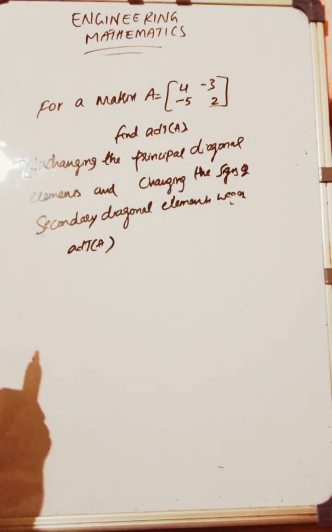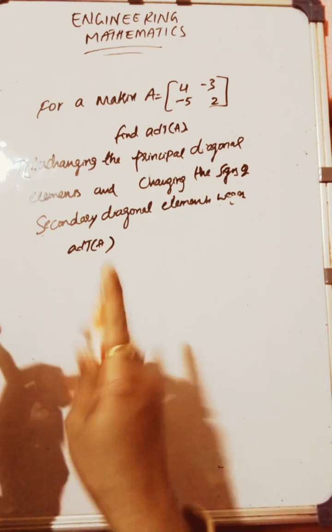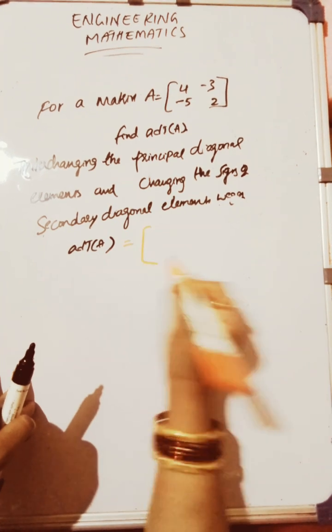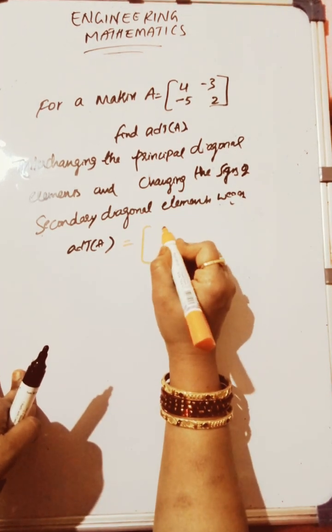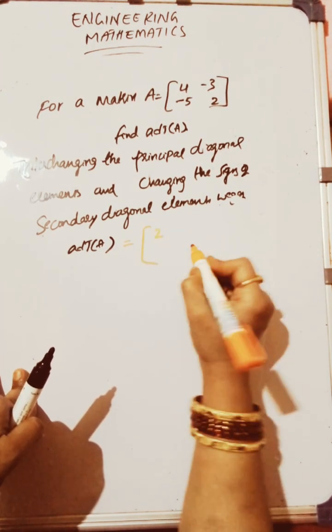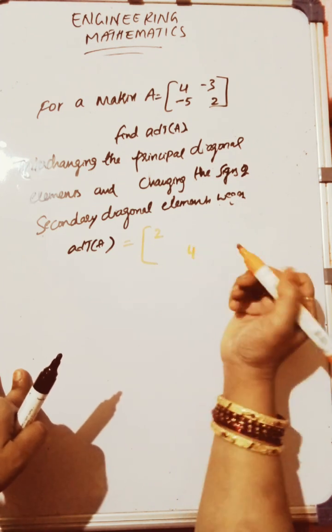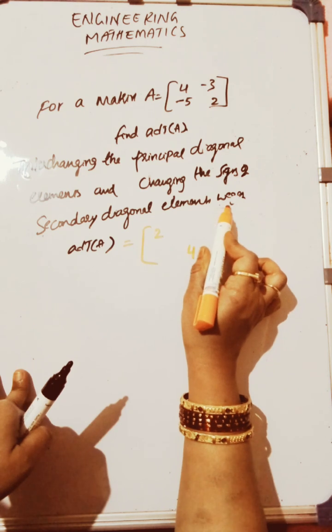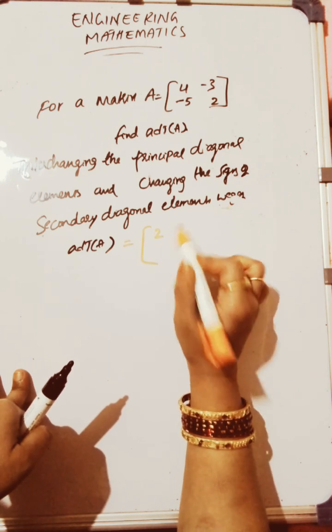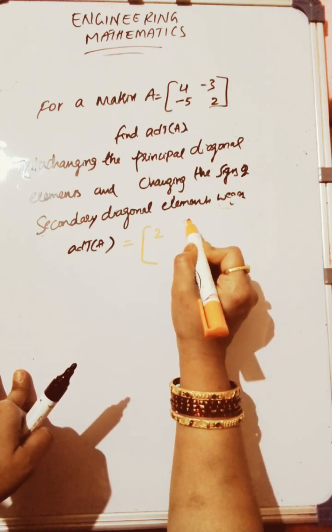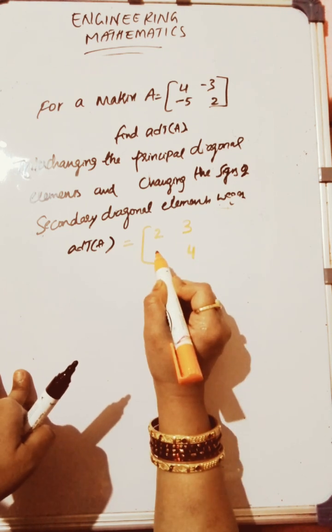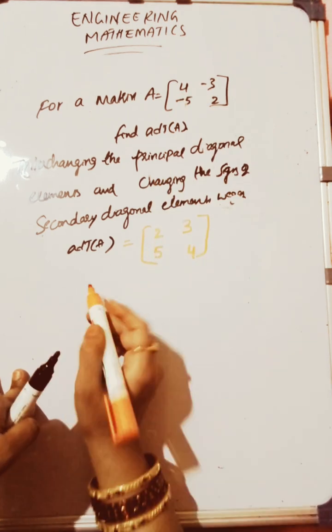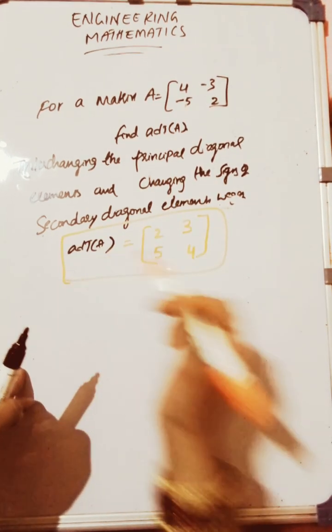Then write adjoint of A is equal to: interchange the principal diagonal elements 2 and 4. The secondary elements we don't interchange, but we change their sign. Here minus 3 is there, so I write plus 3. Minus 5 is there, so I write plus 5. This is the adjoint of A.